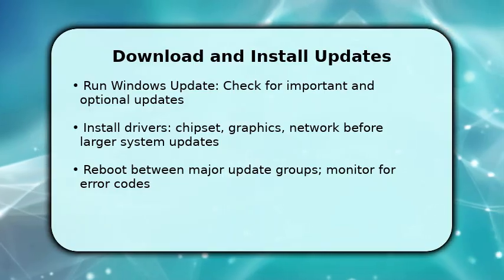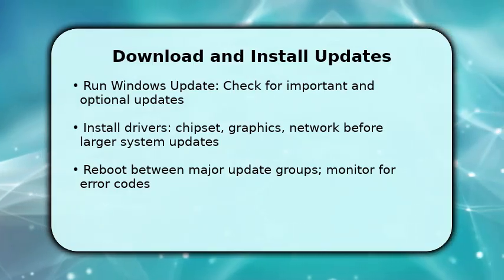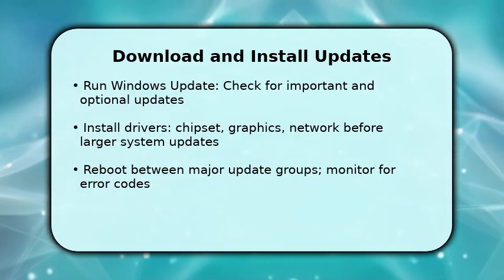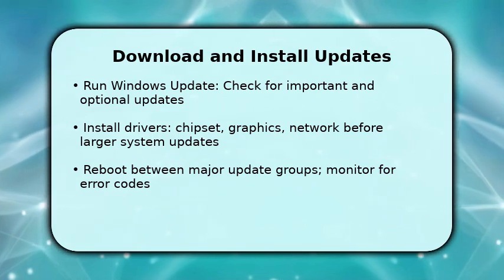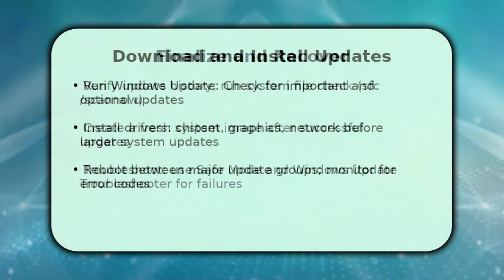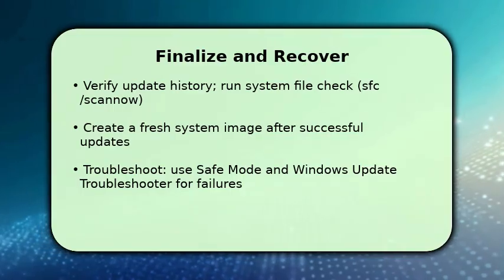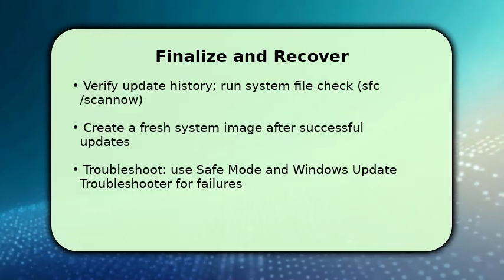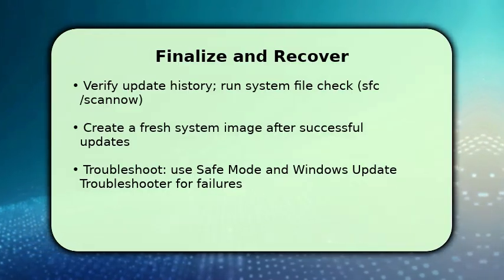Make sure to reboot after each major install group. This clears locked files and allows subsequent updates to apply cleanly. If an update stalls, pause and retry after a reboot. You finish by confirming updates in update history and running sfc /scannow to repair corrupted system files. This helps explain why a patch failed.